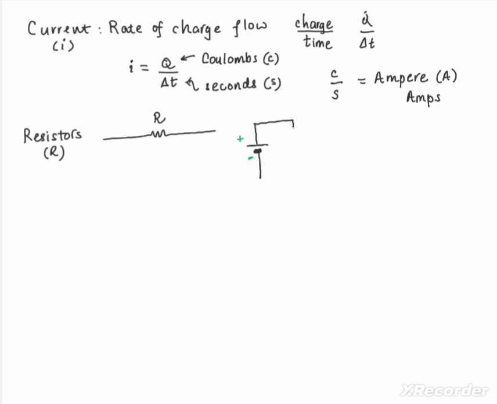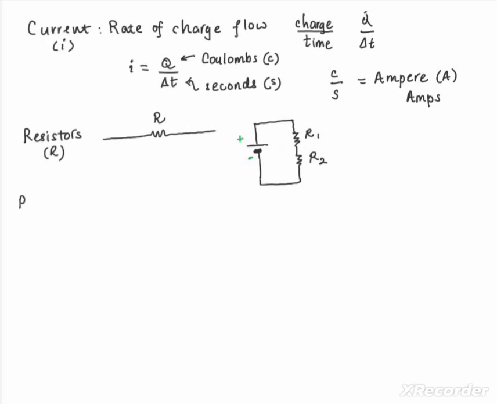And then we have a resistor. We can have a resistor or two resistors, or as many as you want. And we can call this R1, R2, etc. So this is a very simple circuit with two resistors and a battery.